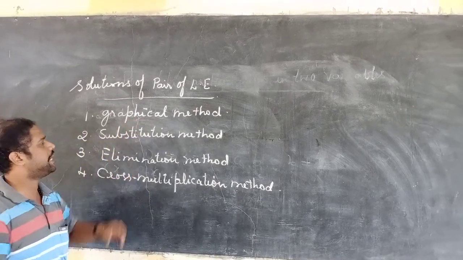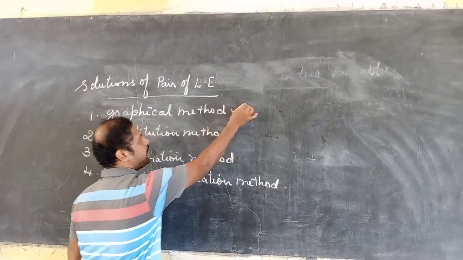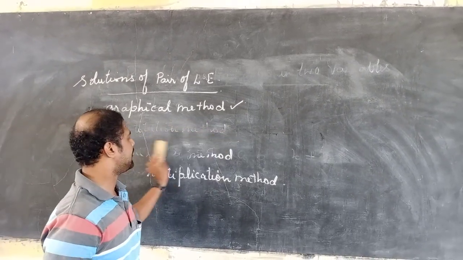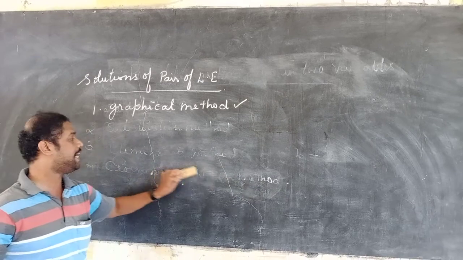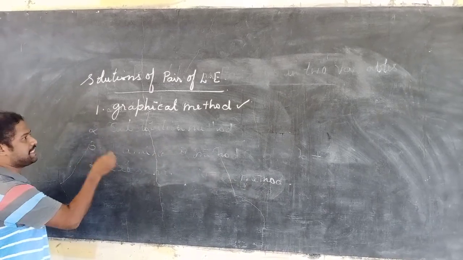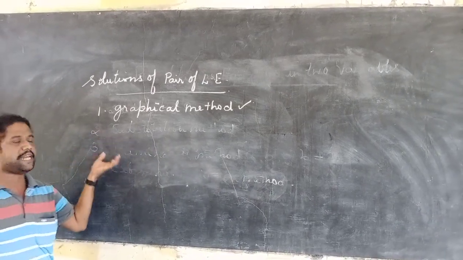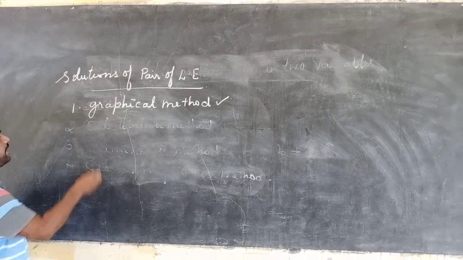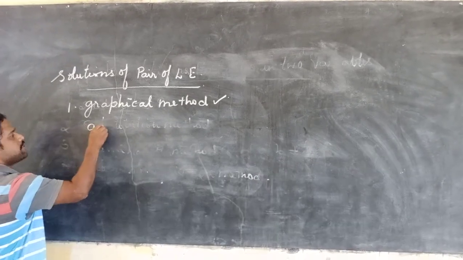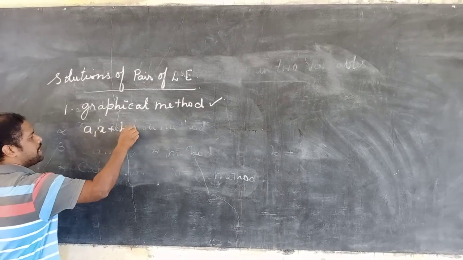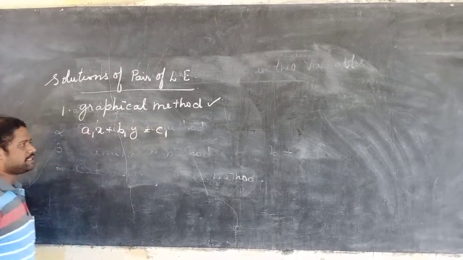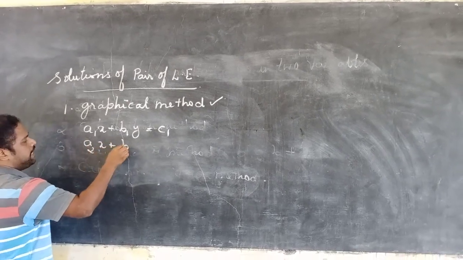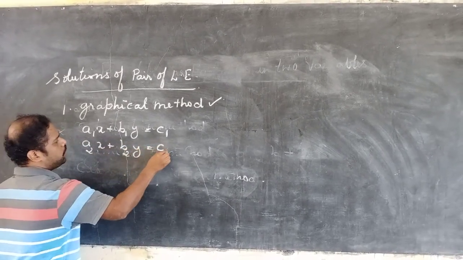In that, first we can discuss the graphical method of the pair of linear equations. Before going to see the graphical method, we have to discuss the number of solutions that exist there. See, suppose we have the equations a1x plus b1y is equal to c1, and a2x plus b2y is equal to c2.